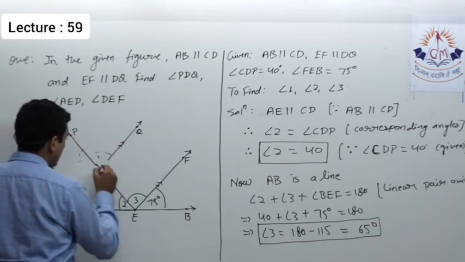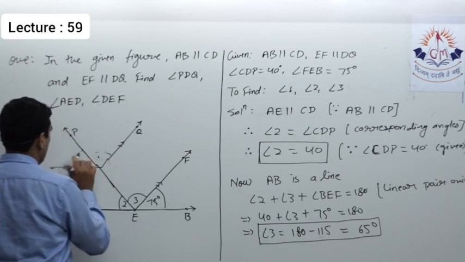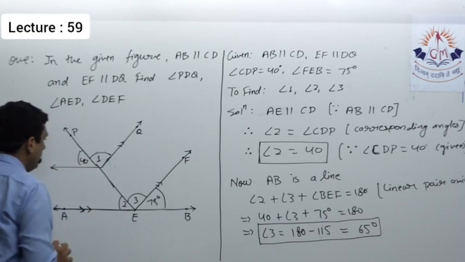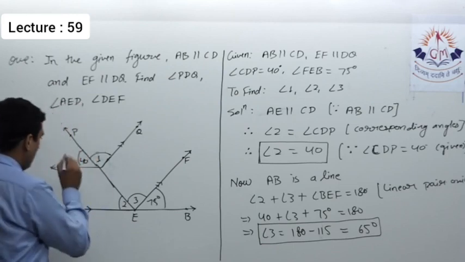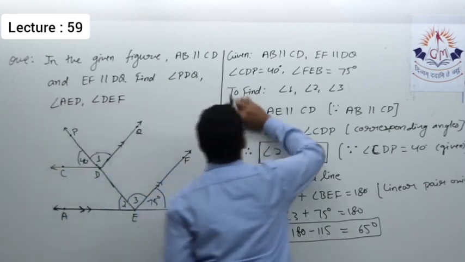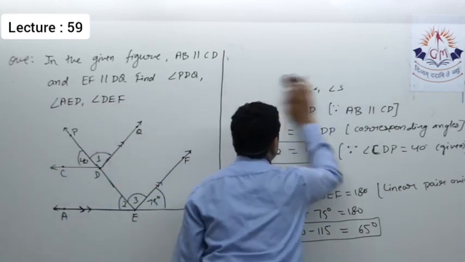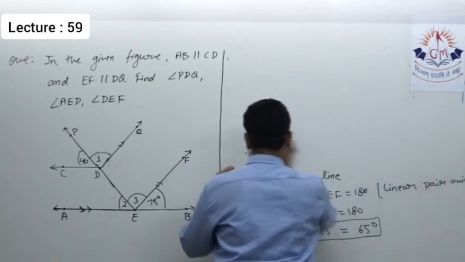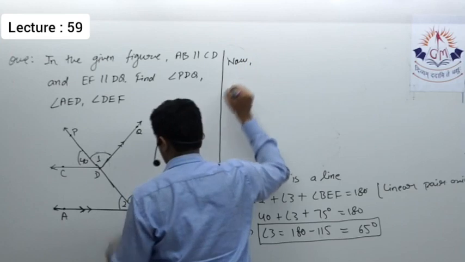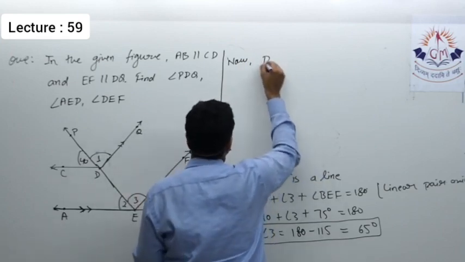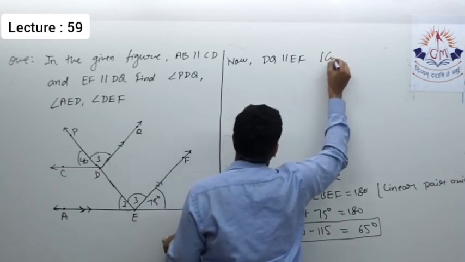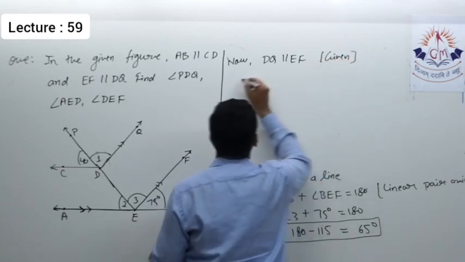Okay, actually I need this diagram. This was 40 and this I took as angle 1. This point is CDP. Now I will write DQ parallel EF. Why DQ parallel EF? From where did we get this? It is given in the question.